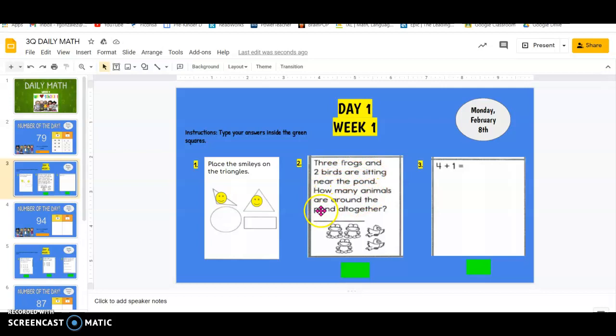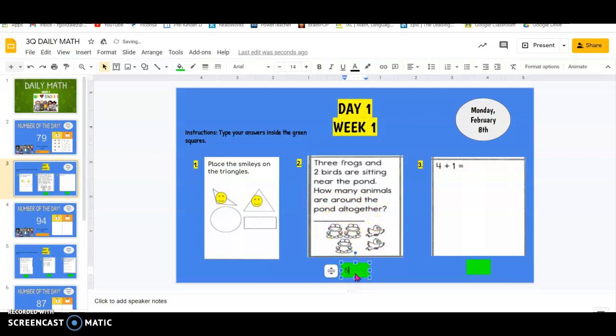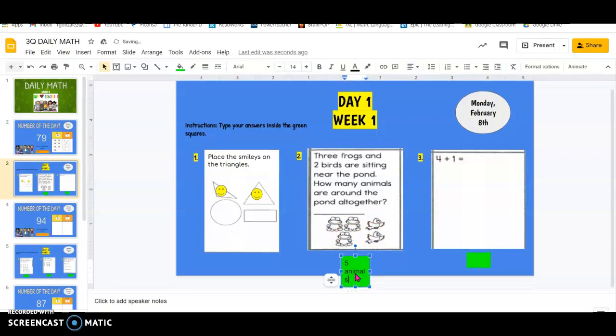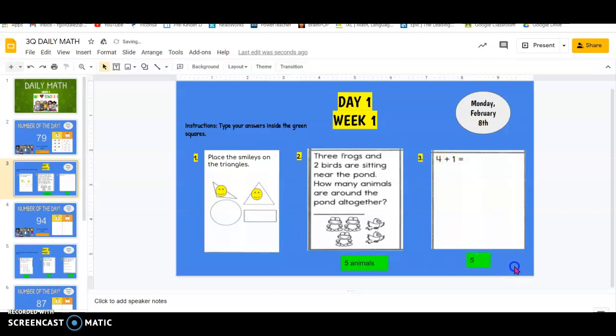How many animals are around the pond altogether? Well, I have a drawing right here. I can count 1, 2, 3, 4, 5. How many animals? 5 animals. If it doesn't fit, then I'm going to make it a little bit longer, and there. Then I'm going to say, oh, 4 plus 1. That one is not telling me how many something, so I just write the number.